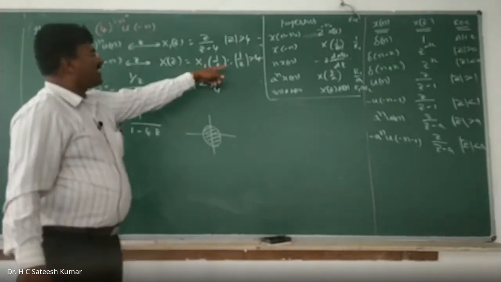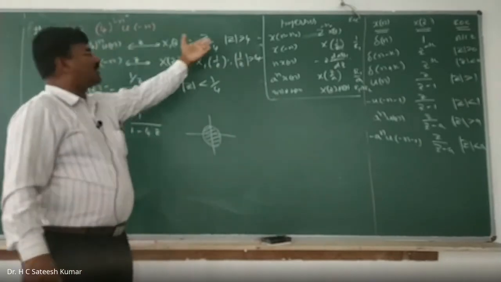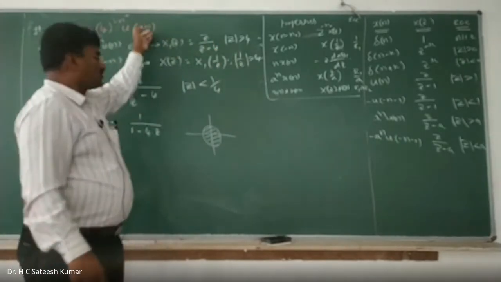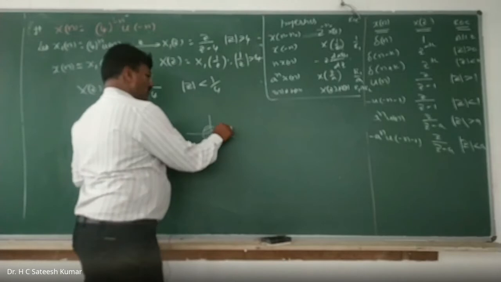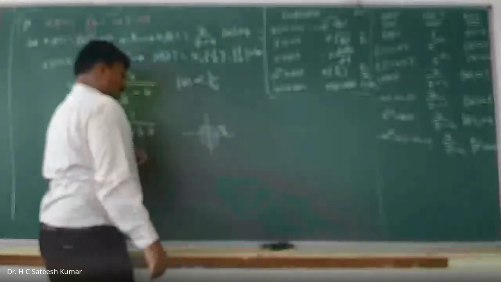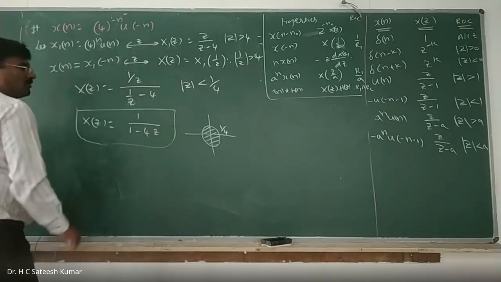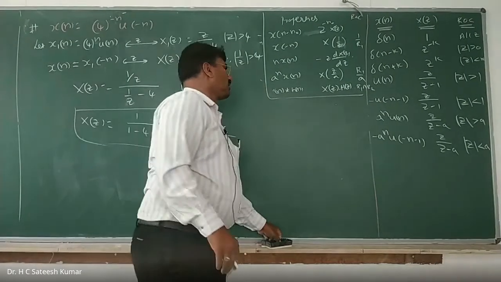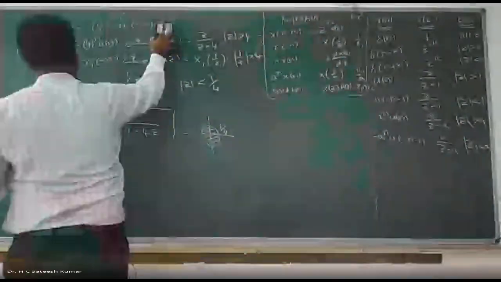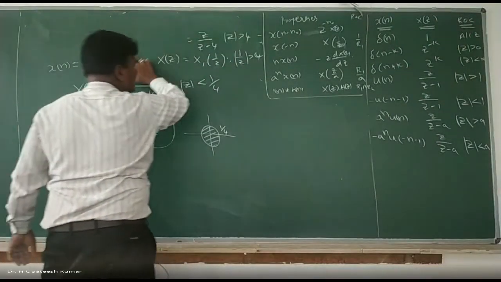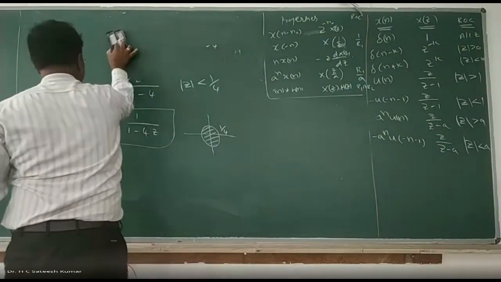Sorry, here it is right-handed. Let it be in intermediate stage, it will be right-handed, no problem. But final answer should be left-handed. Therefore, mod z less than 1 by 4 will get it. Right? That's how we should do it. So, this is the way we should do the problem of this kind. Now, this is on the time reversal. So, we did the problems on linearity, time shift and time reversal.